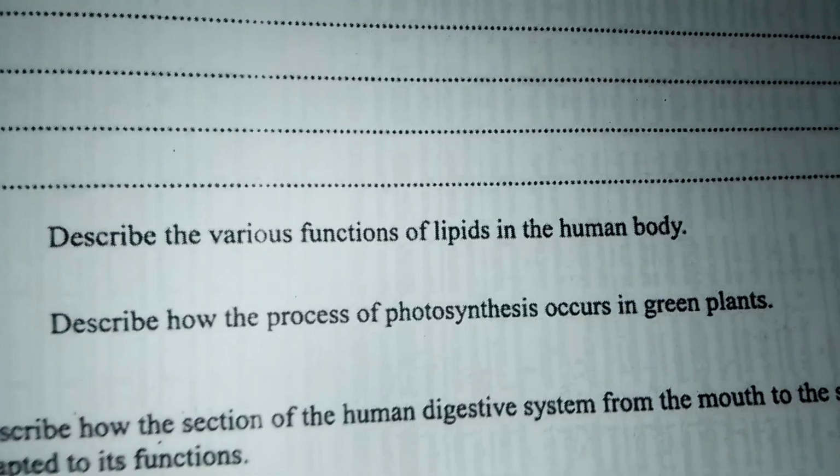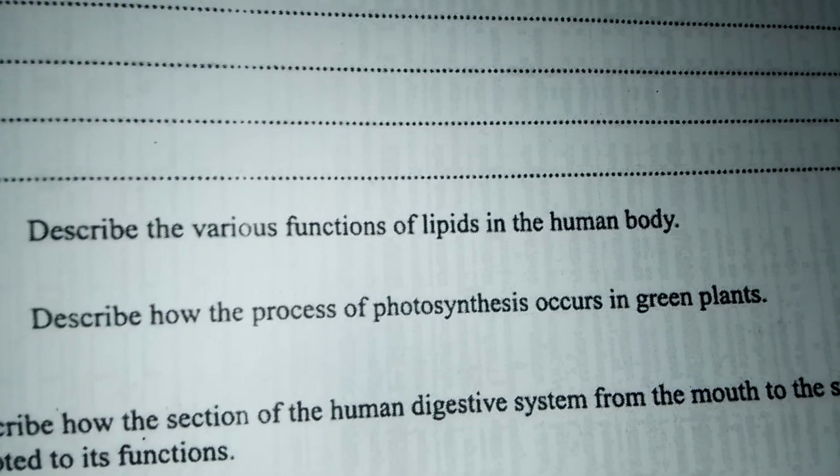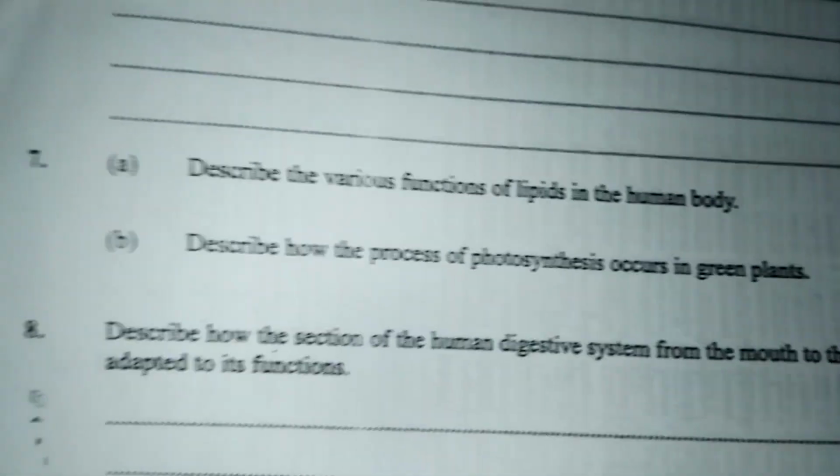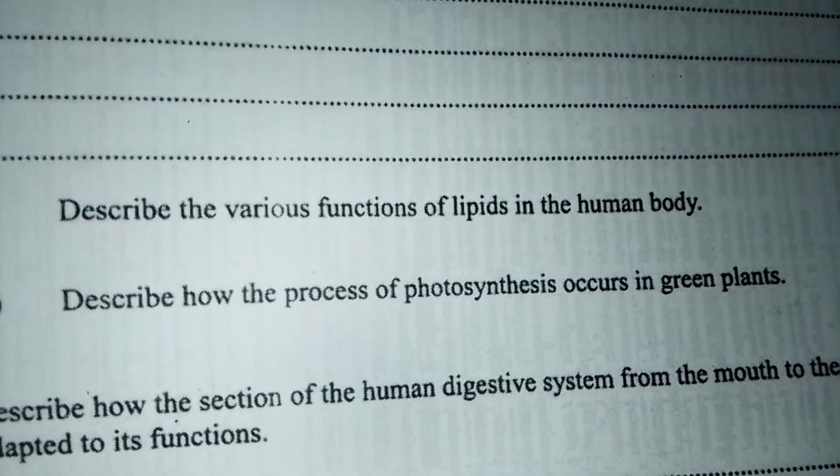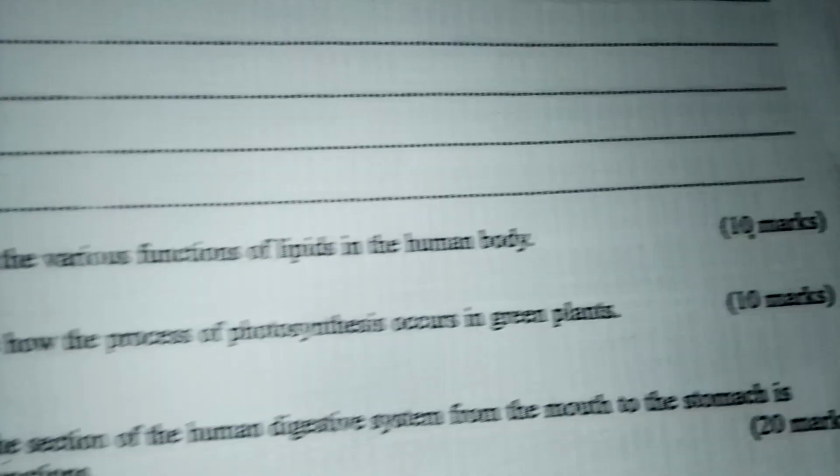B, describe how the process of photosynthesis occurs in green plants. 10 marks.